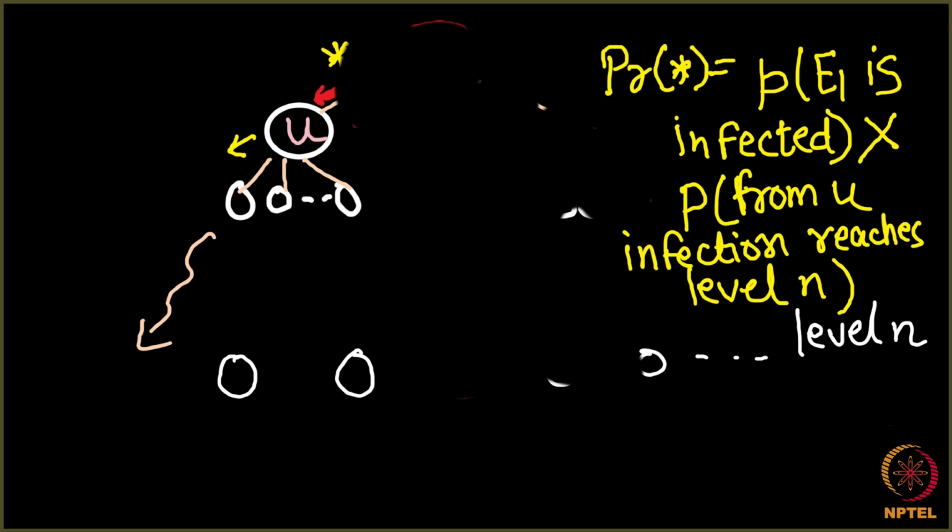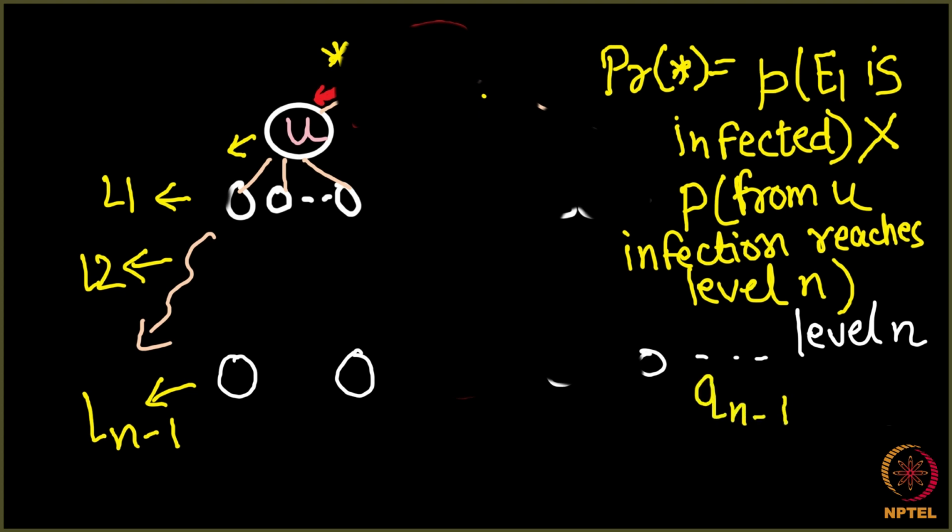So if I start from U, for U, this is level 1. Next will be level 2. And this will be level N minus 1. So this thing, the probability that your infection starts from U and reaches level N is nothing but Qn minus 1.